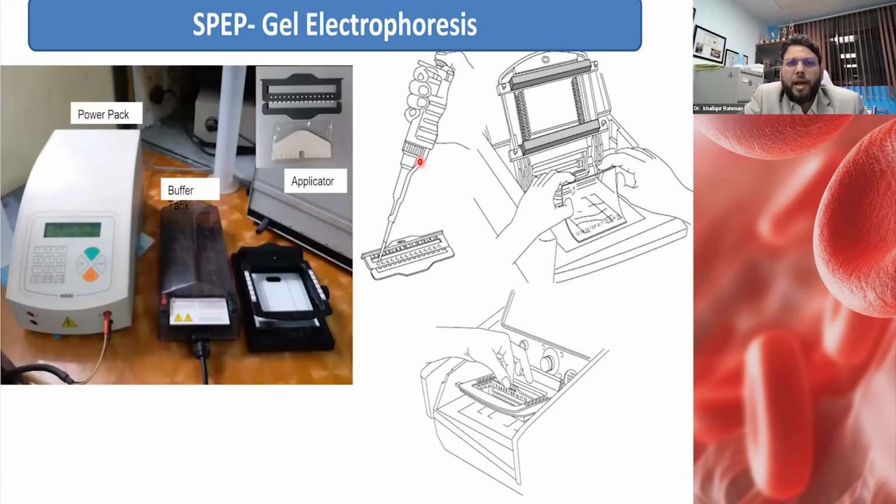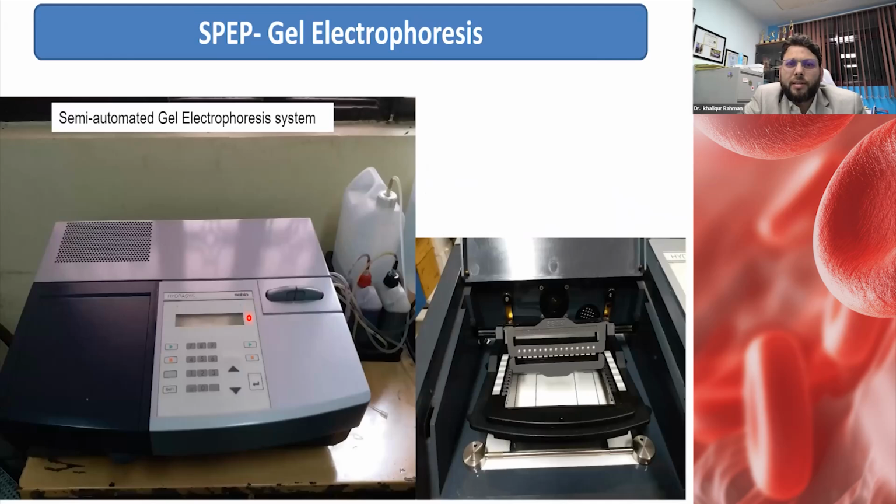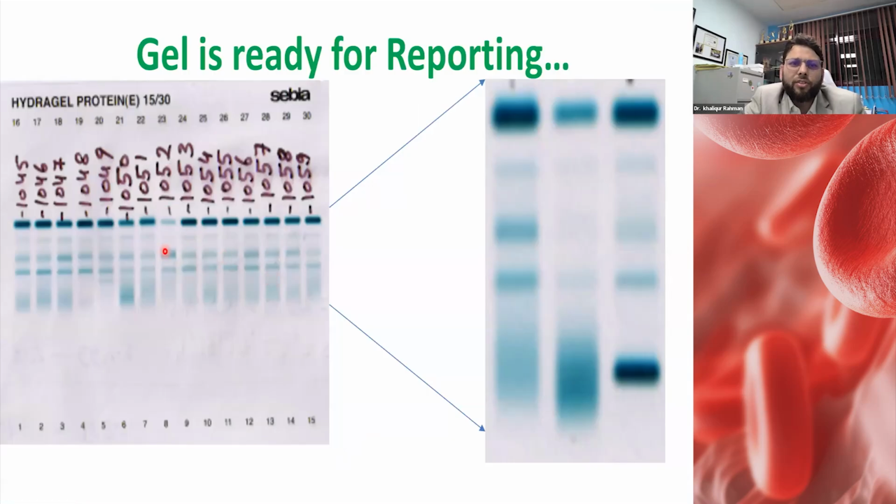Typically in our lab, we have a power pack, a unit with a buffer, a gel, and an applicator. You put the serum of different patients in different wells in this applicator, then you put it on this gel. We run the electrophoresis unit and these get separated. In a semi-automated system, you have something to stain over here, so you don't have to remove the gel. After staining, the gel looks something like this. So you have different bands of protein.